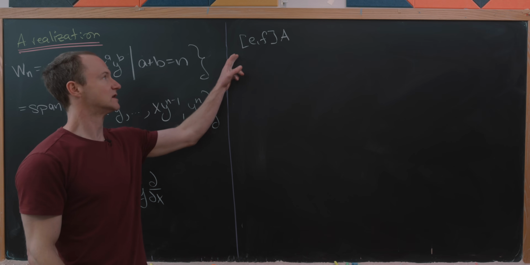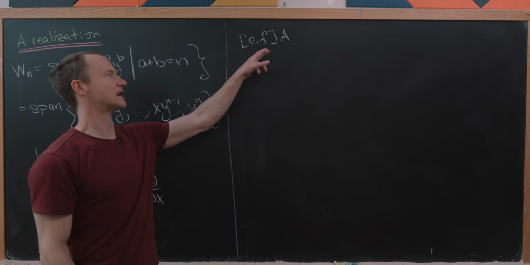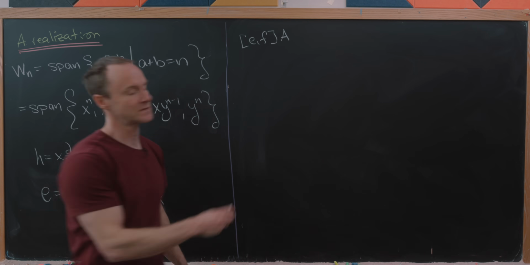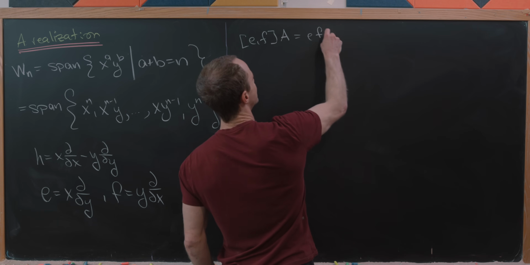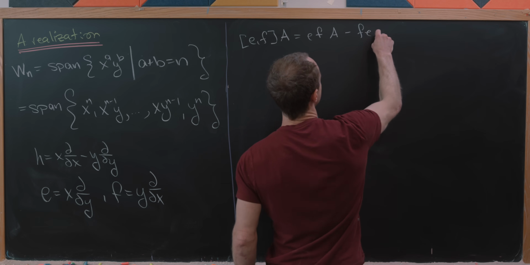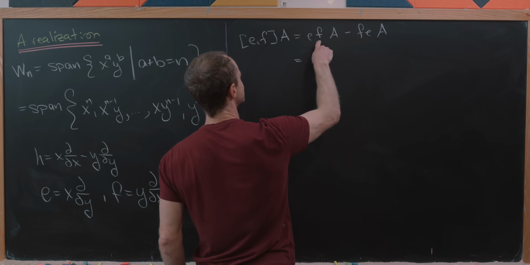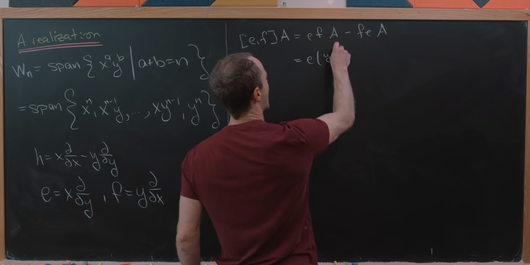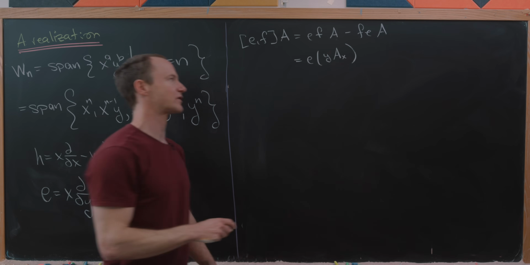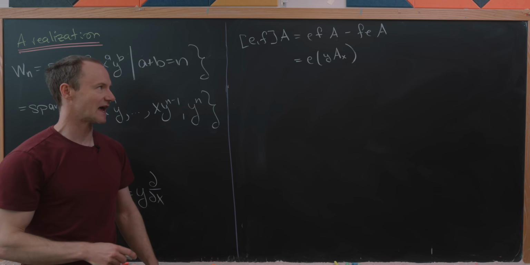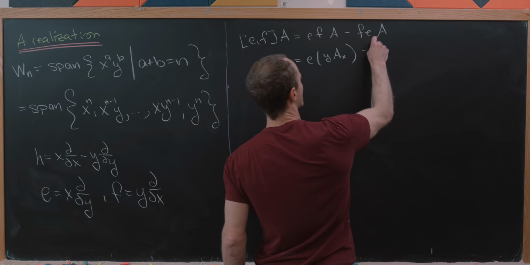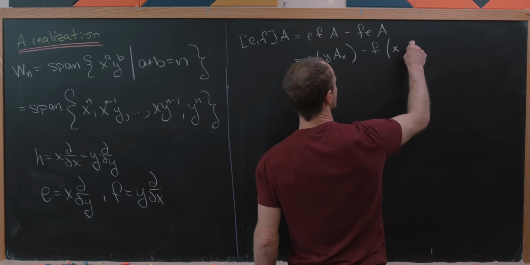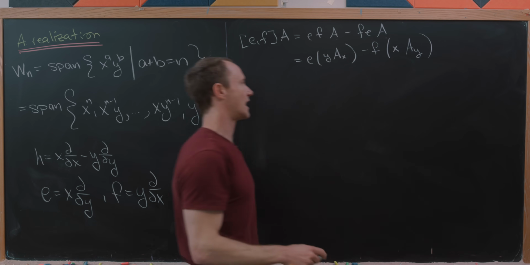sample calculation. So let's see what happens when you do the bracket of e with f acting on a test function a. So that means we're going to have ef acting on a minus fe acting on a. But notice that f acting on a is simply going to be equal to y and then the partial of a with respect to x. So I'll just write that as a sub x. And then here we'll have f, and then e acting on a will be x, and then the partial of a with respect to y.